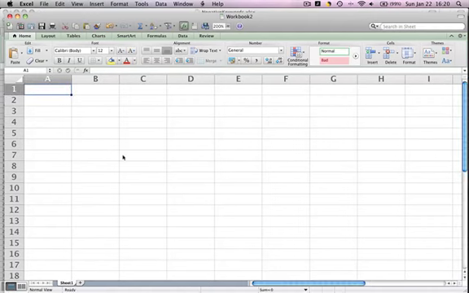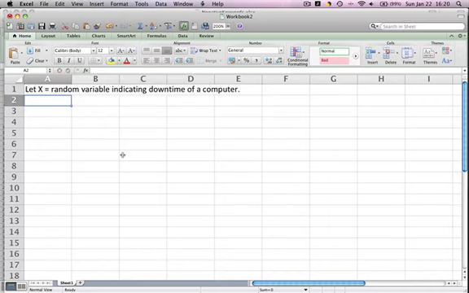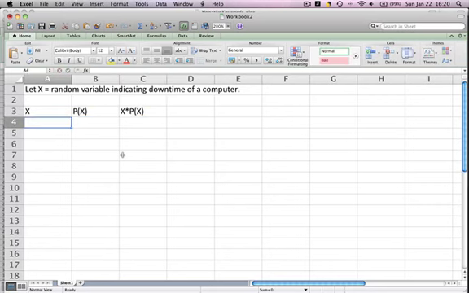The first thing that you probably want to do is identify your random variable. So let's say that X is the random variable indicating the downtime of a computer. We've had this random experiment: the computer goes down. X is the amount of time it takes to fix it. Now, if you think about Ed's table, you always have X, then the probability of X, and then X times the probability of X. So let's go fill in these rows.